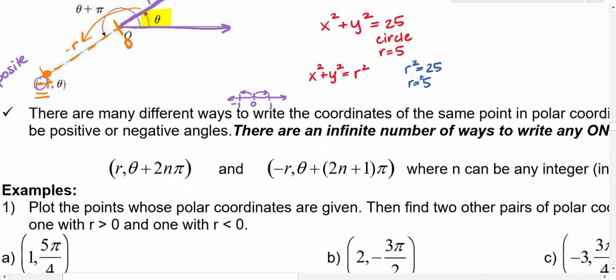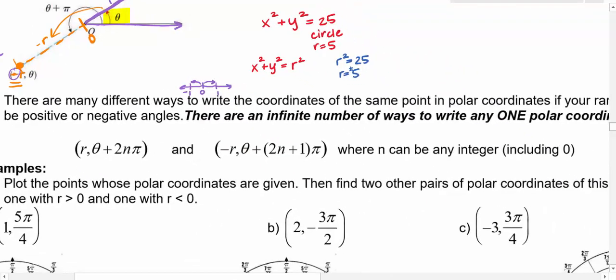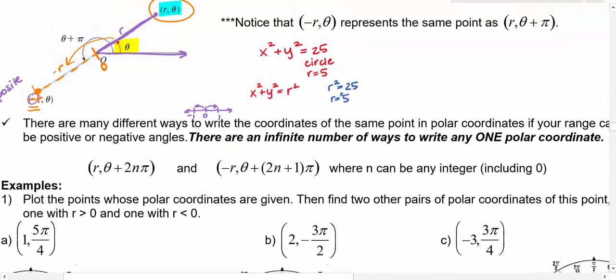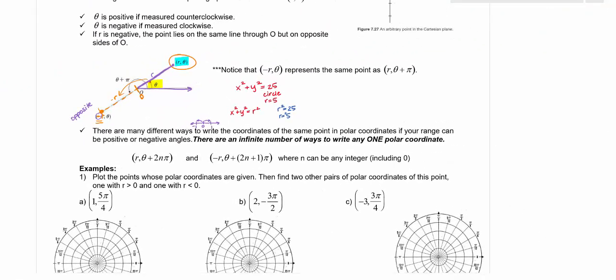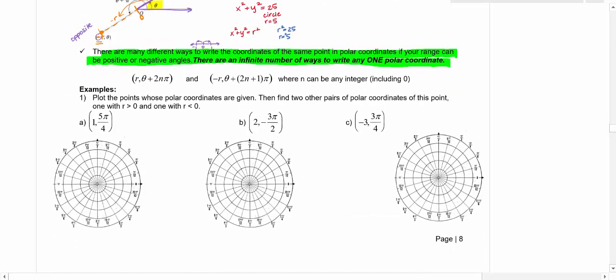And then the other important thing to note here, let me see if I can get it all on the screen. There are many different ways to write the coordinates of the same point with polar coordinates. So they might tell us to specifically pull out some thetas that are only between 0 and 2 pi, or maybe they want us specifically to have a negative theta or to have a negative r. So we'll have to pay attention to those directions as we answer the questions. Okay, so let's just start plotting some of these.